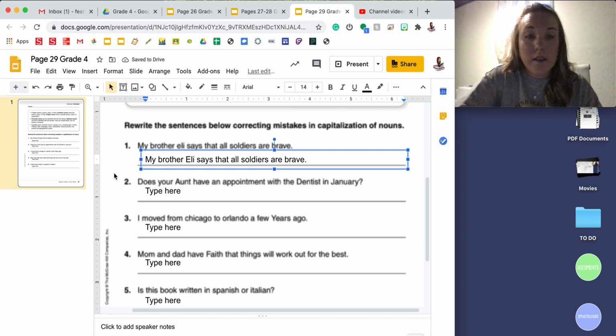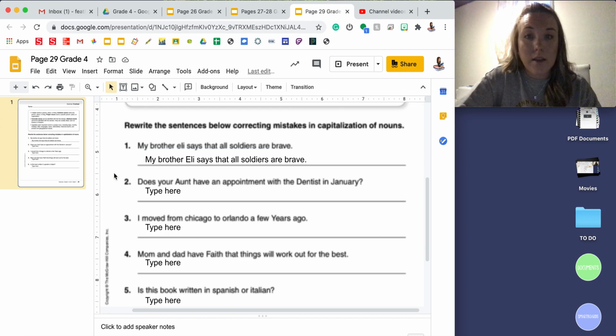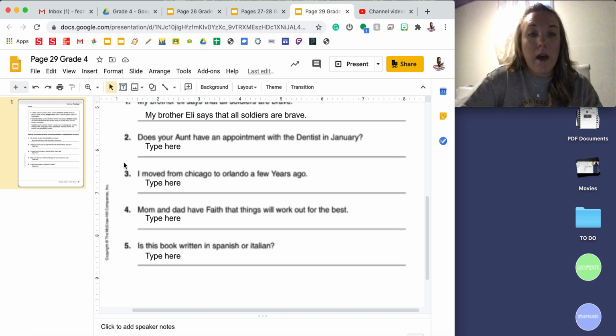When you rewrite these sentences, be sure you're capitalizing those proper nouns. You will have 2 through 5 to complete.